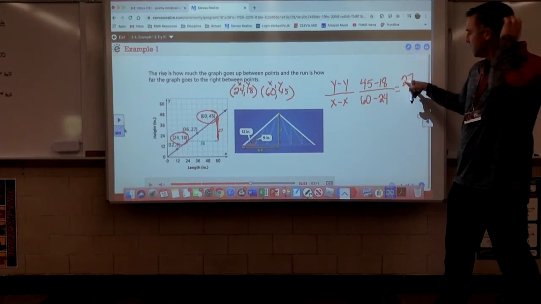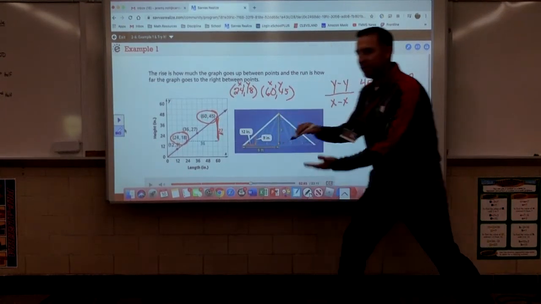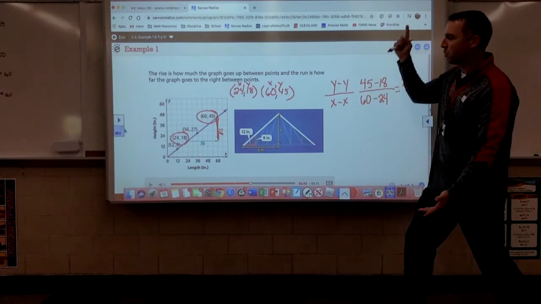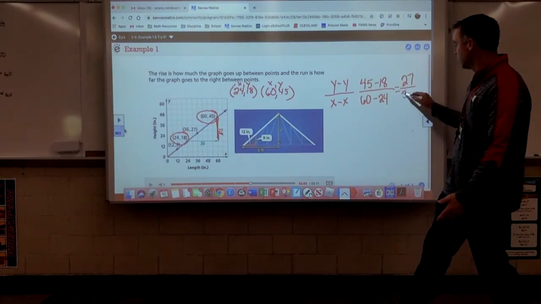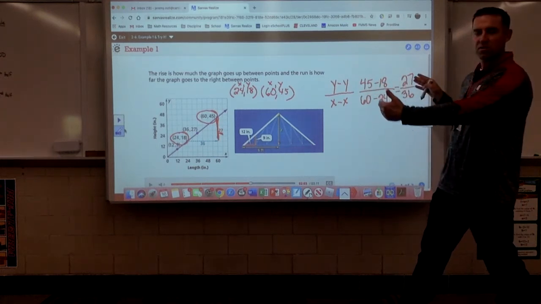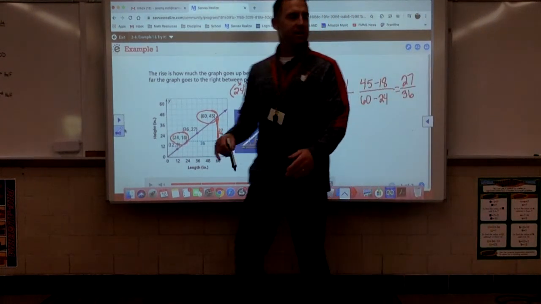45 minus 18. This is where they're getting that 27. Oh, I get it now. It goes up 27 units for every 36 units it goes over. That's our rise and that's our run.